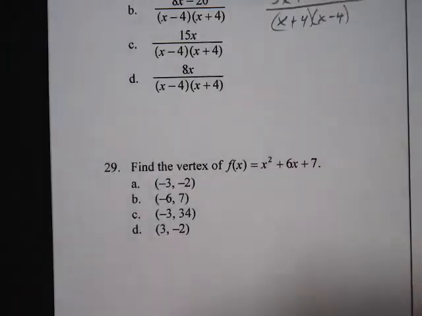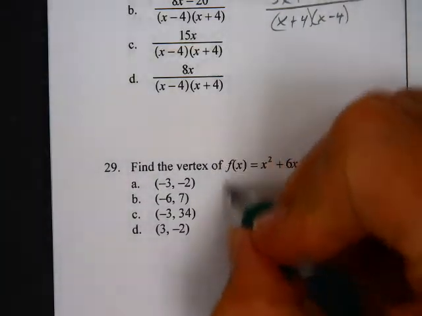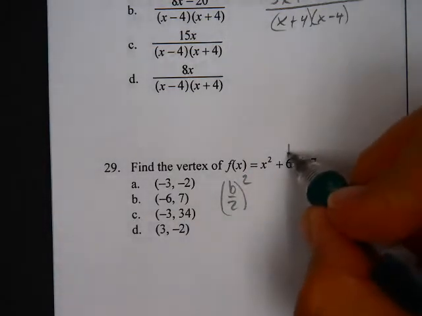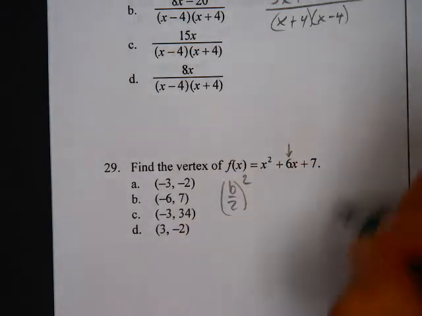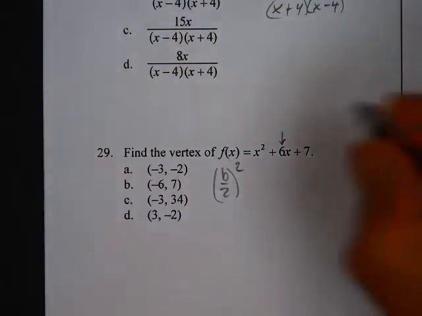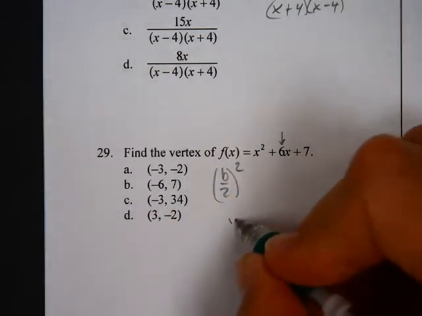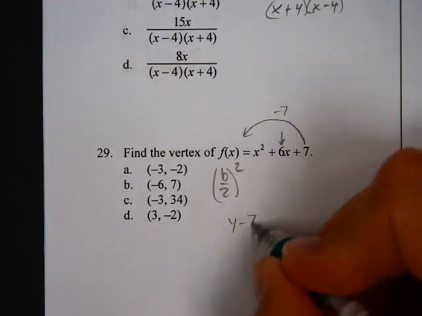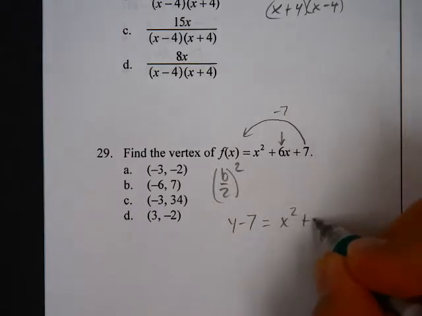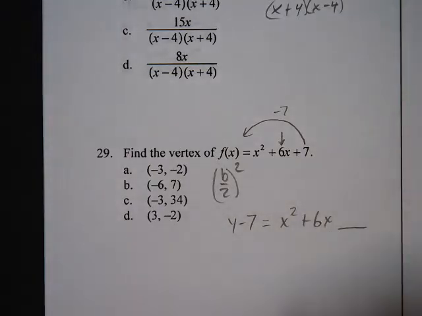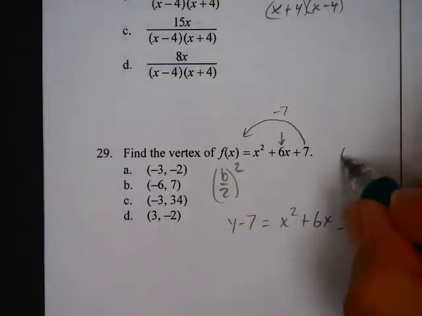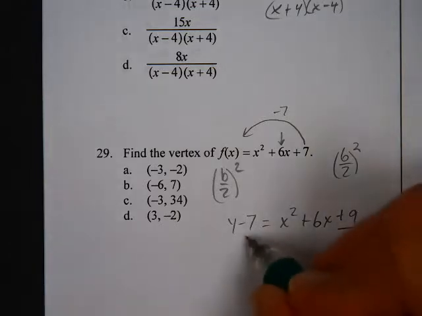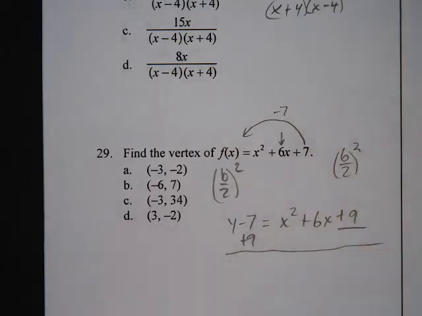Find the vertex. This has to do with completing the square, which involves the b over 2 squared thing. B in this case is 6. Different teachers will teach different ways, but I like to get that 7 out of the way. I'm going to change this to a y for ease. If I move the 7 over by subtracting 7 from both sides, I temporarily have y minus 7 equals x squared plus 6x. Leave space here to complete the square. Now b over 2: 6 divided by 2 is 3, and 3 squared is 9, so I'm adding 9 to both sides. I said temporarily, I knew that was going to change.